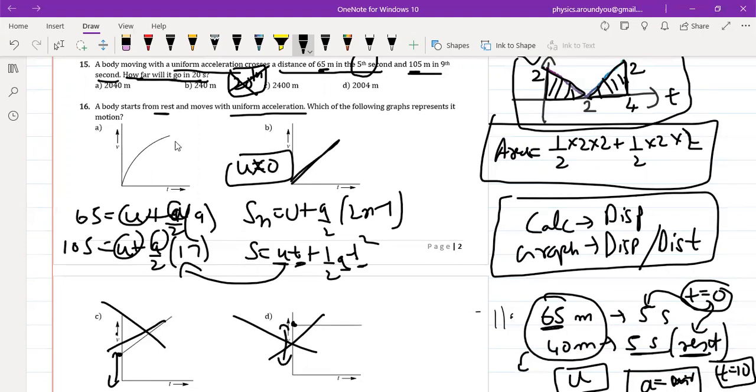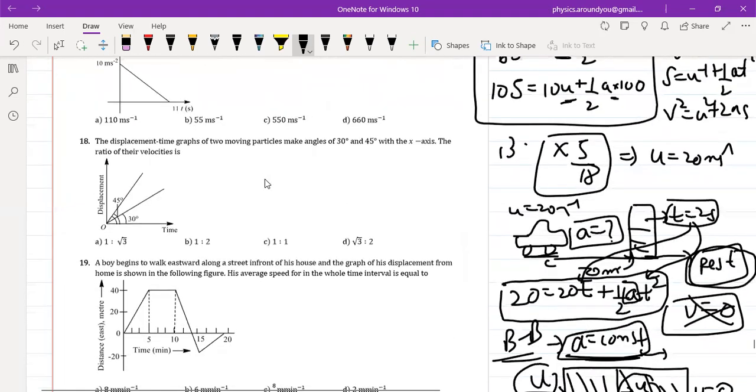Now, this graph is also quite possible for uniform acceleration, but it is not of VT, but instead it would be XT. For an XT graph, this can be quite possible. XT graph with uniform negative acceleration, we can have this graph. But VT graph can't be this. Instead, it has to be a straight line. So that is question number 16.